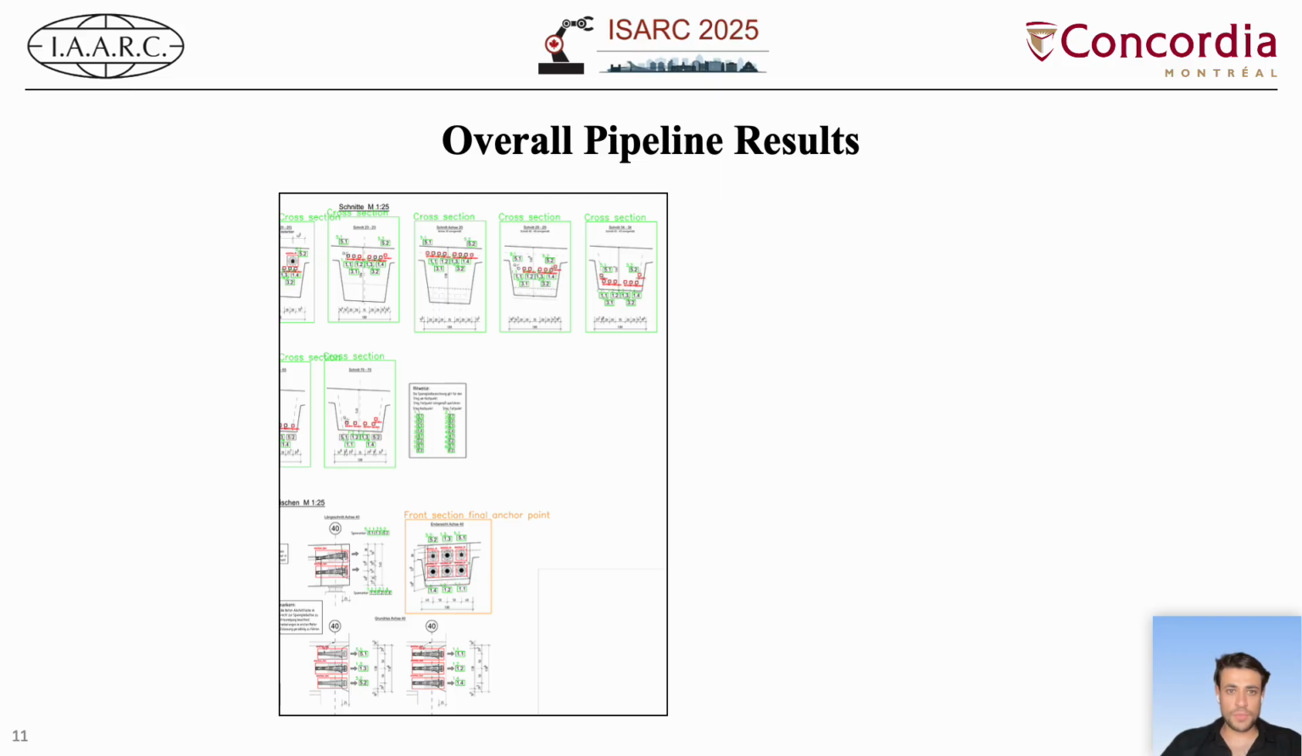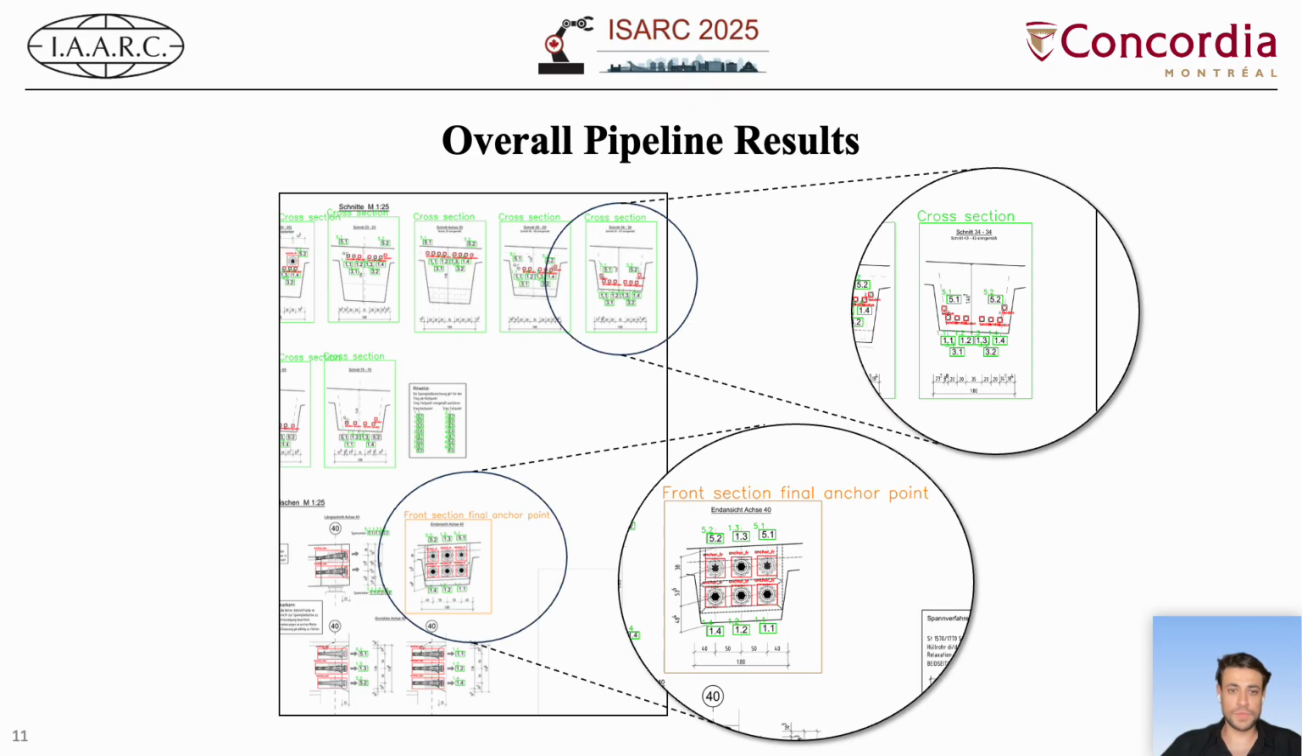After finding the best models, we tested our pipeline. Here you can see an example of the test dataset. As you can see, the images are quite well detected: anchors, tendons, and IDs. Of course, there are some missing detections. On the lower left side, you can see that these section views are not correctly detected.